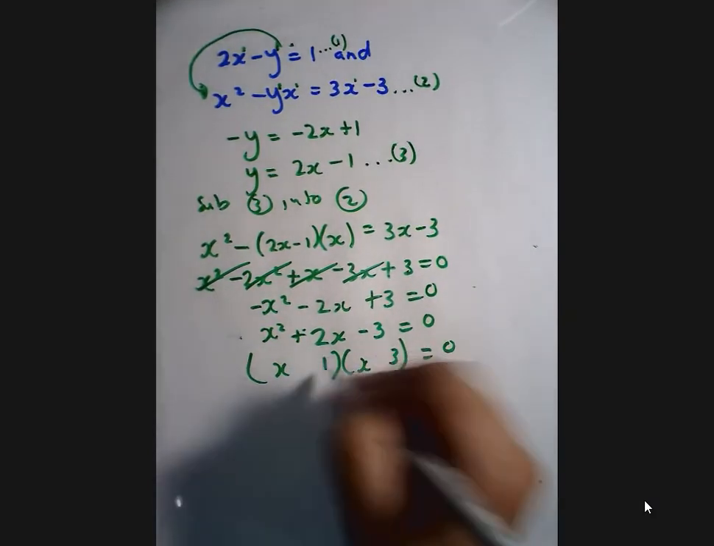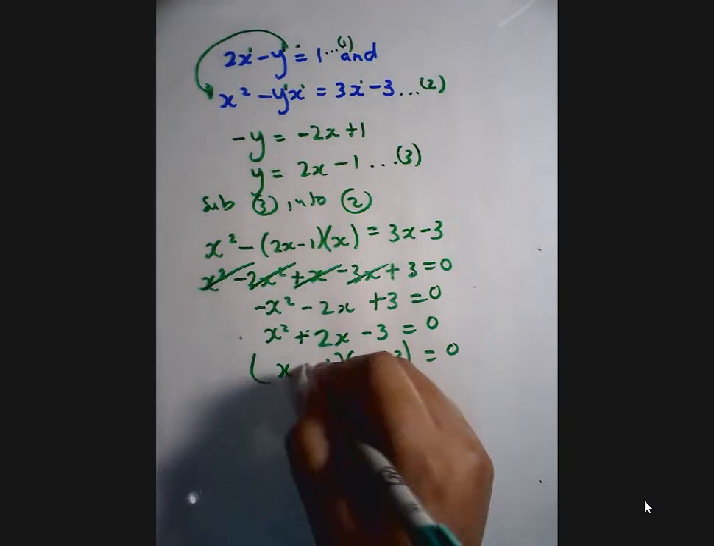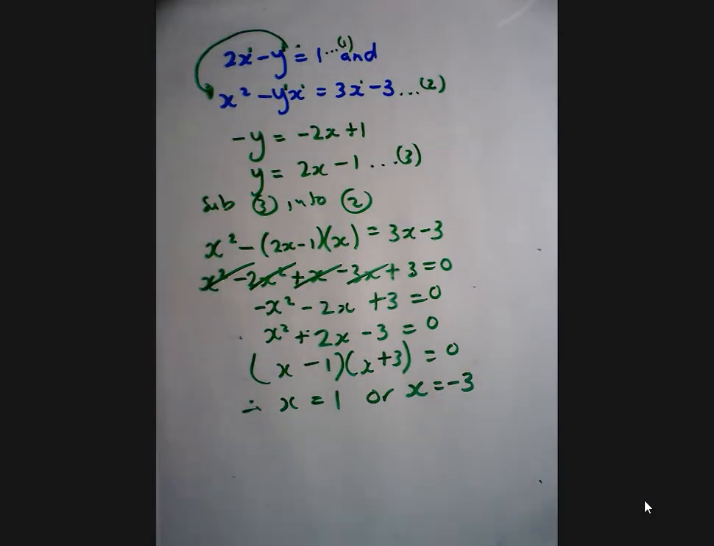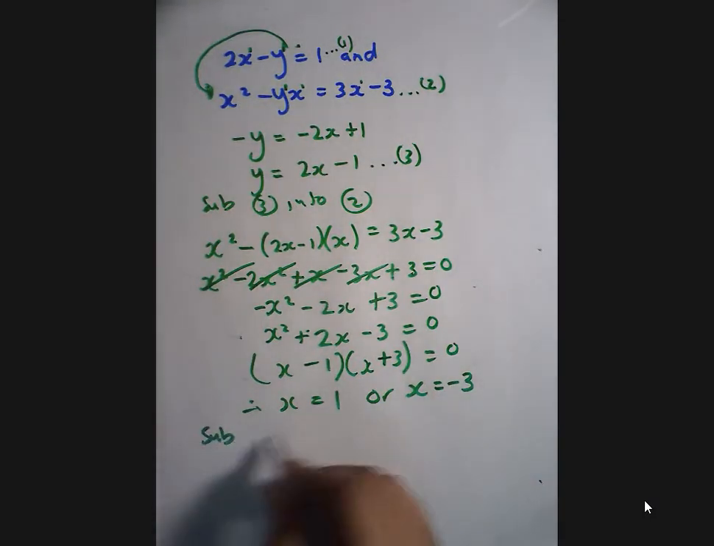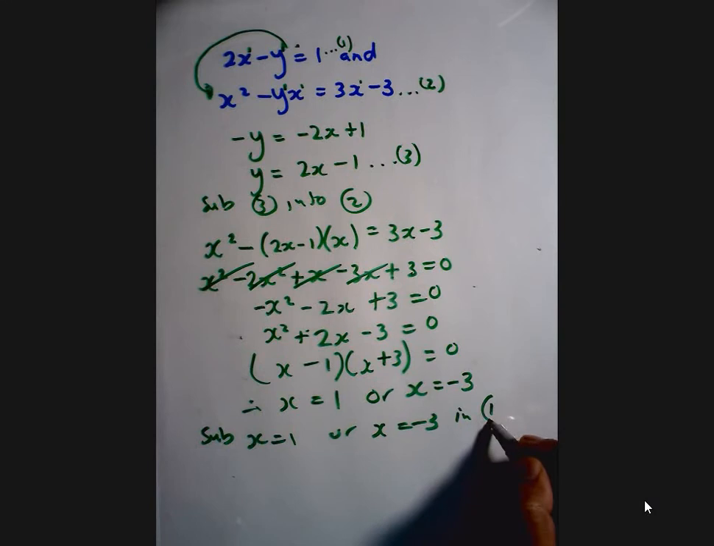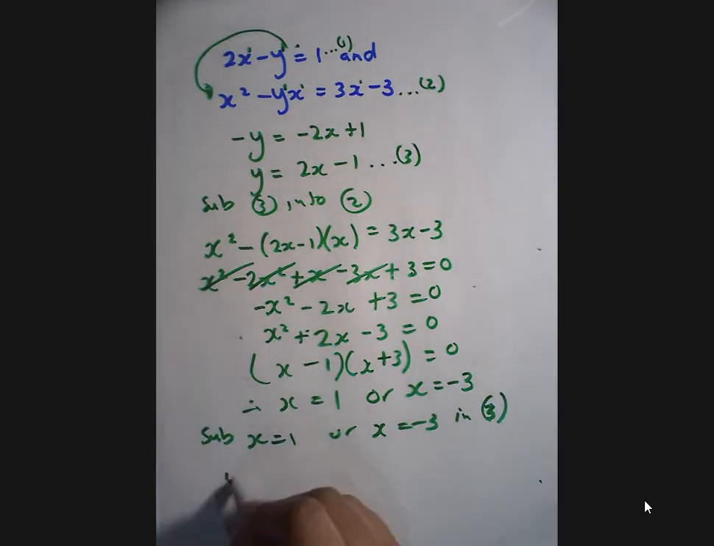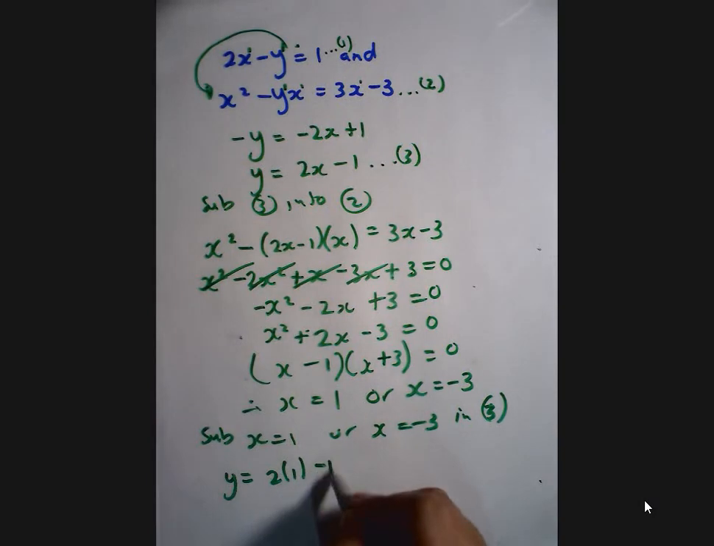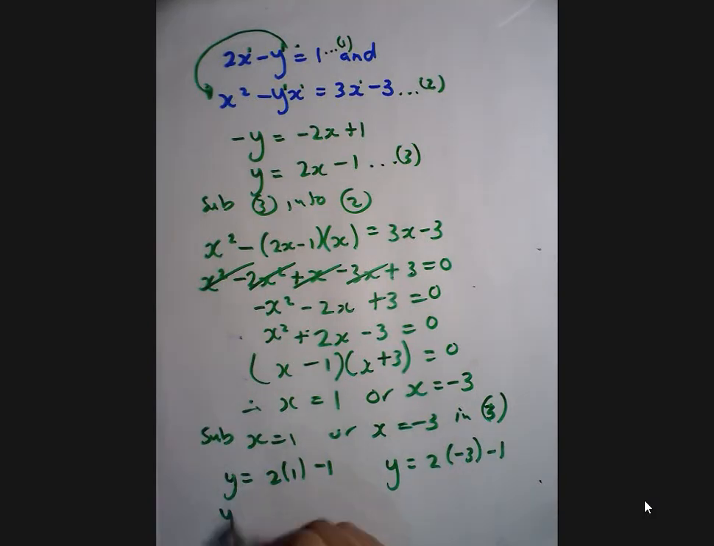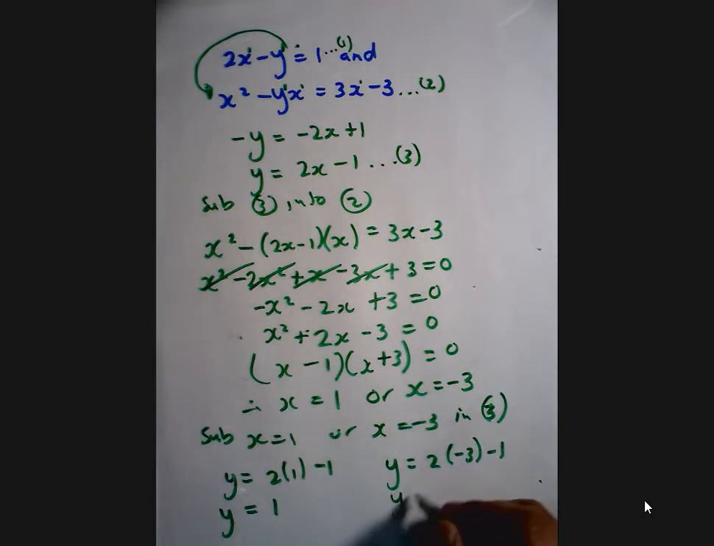3, 1, positive, negative, therefore x is equal to 1 or x is equal to negative 3. So what I'm going to do, I'm going to substitute these. So x equal to 1 or x equal to minus 3 in equation 3 is easier. So I'm going to say y is equal to 2 times 1 minus 1, or y is equal to 2 times negative 3 minus 1. So y is equal to 1, or y is equal to, if you type this in your calculator, you get minus 7. So my coordinate pair is 1 and 1. My coordinate pair here is minus 3 and minus 7.